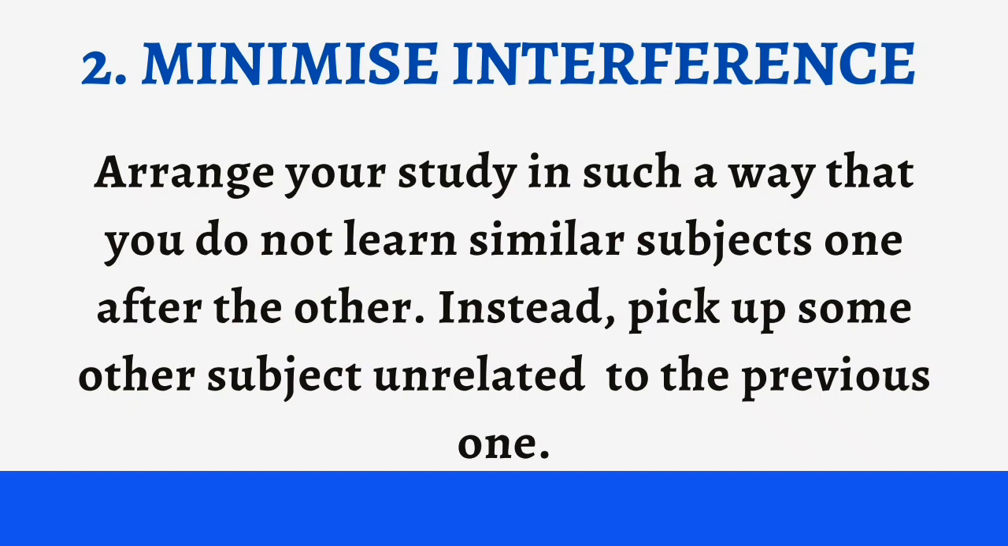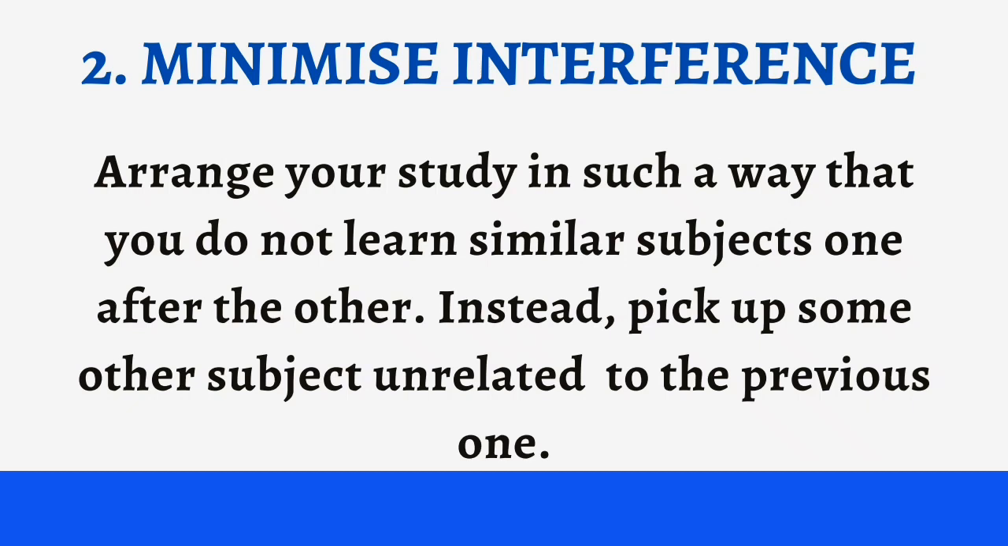Next is minimize interference. Now this is quite an important thing, that whenever you are learning something you need to minimize the interference. How you can do it is that you can arrange your study in such a way that you do not learn similar subjects one after the other. Instead, pick up some other subject unrelated to the previous one. Now suppose you are learning Hindi. After that you are learning Punjabi. These two subjects are quite similar.